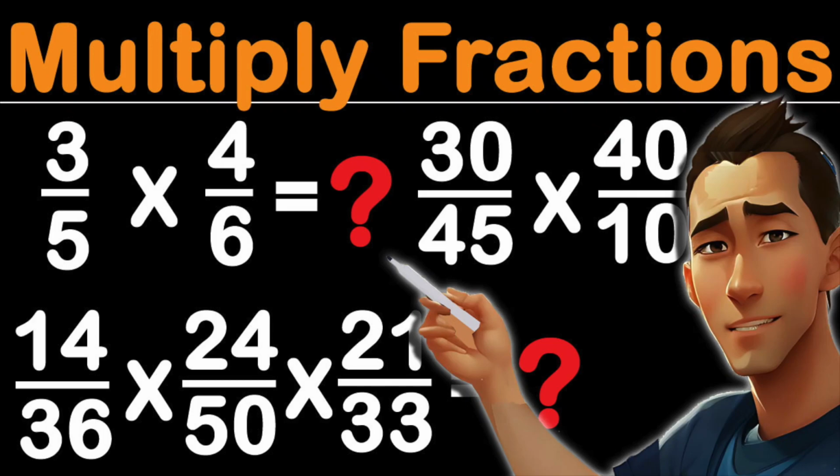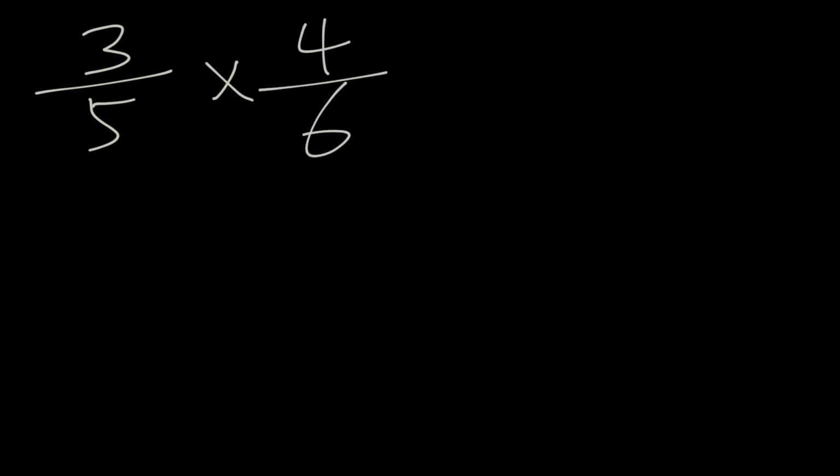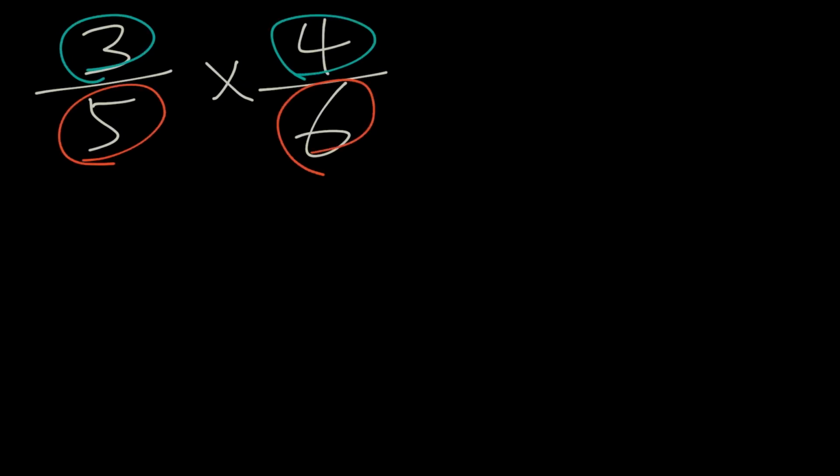In this video, I'll be talking about multiplying fractions. Here is an example. In this basic example, we're simply having 3 over 5 times 4 over 6. So we're just taking the numerator times the numerator and the denominator times the denominator.